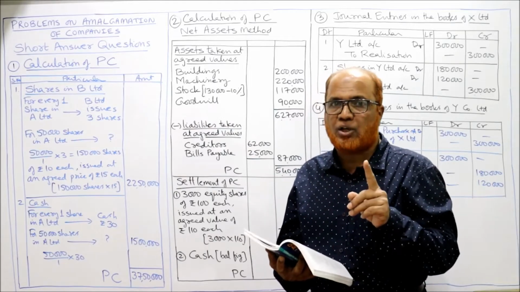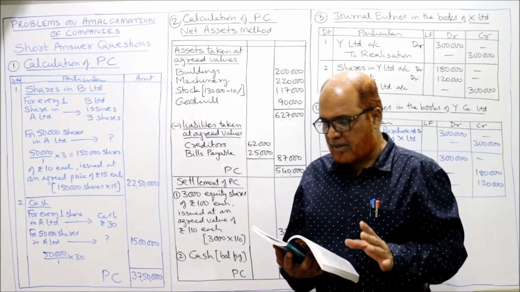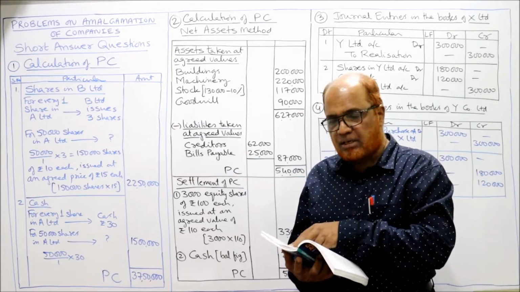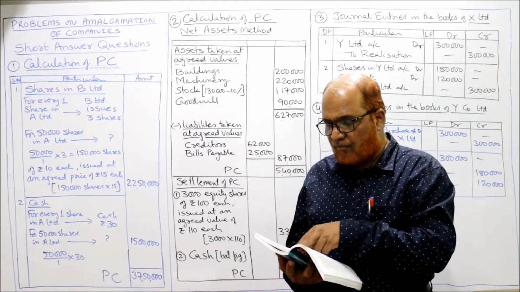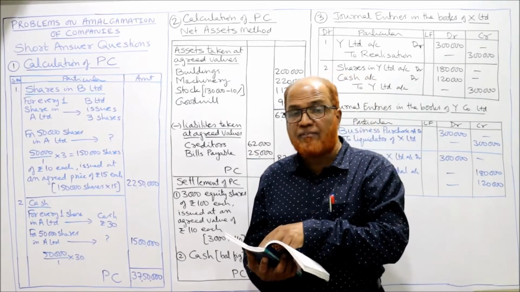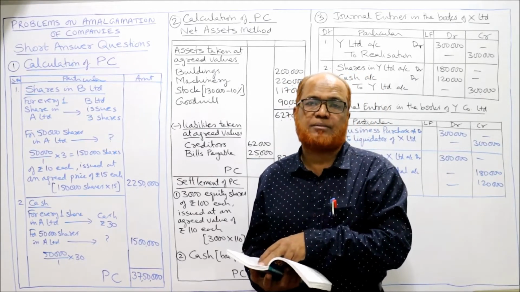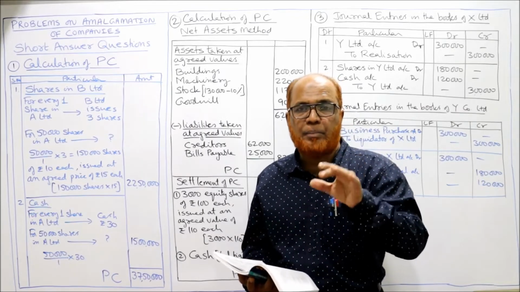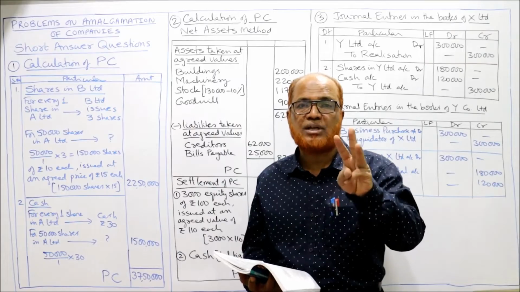Per share 30 rupees the transferee company, B Limited, is paying, and in exchange, 3 shares of 10 rupees each in B Limited at an agreed value of 15 rupees per share for every share in A Limited. For every one share in A Limited, B Limited issues 3 shares.